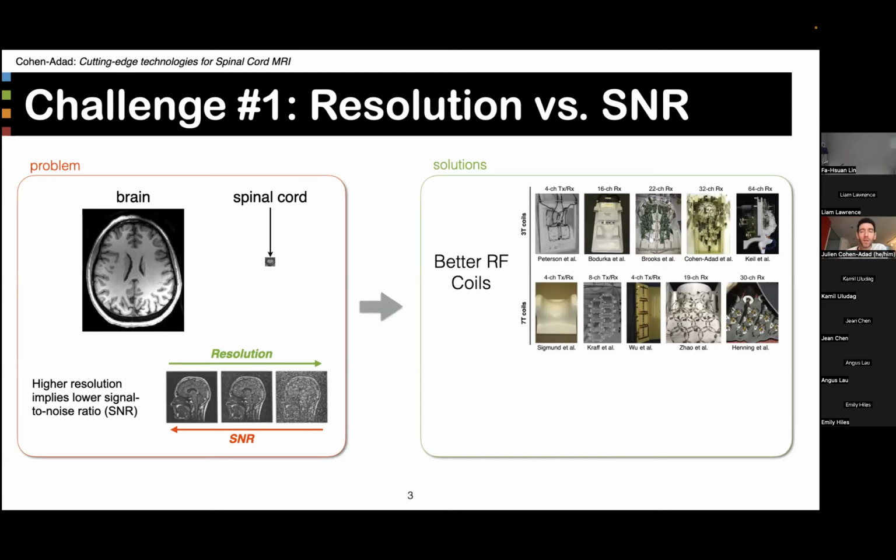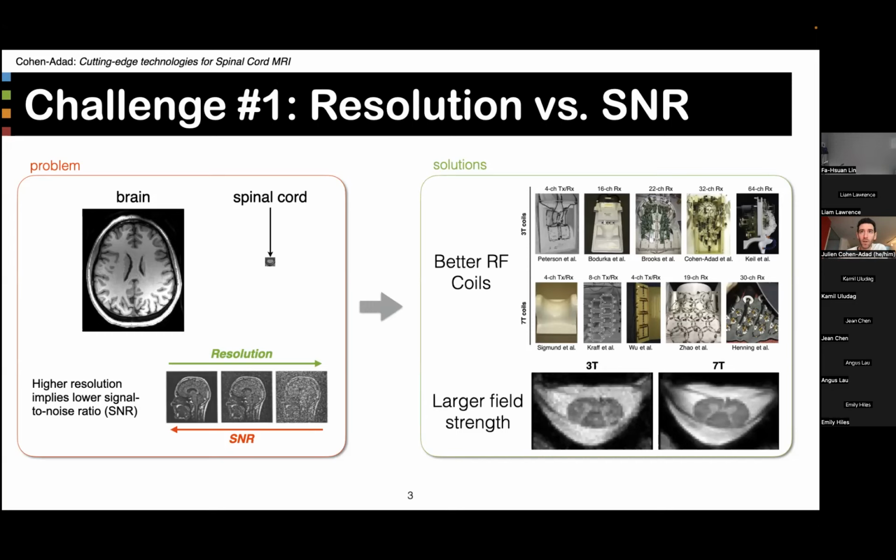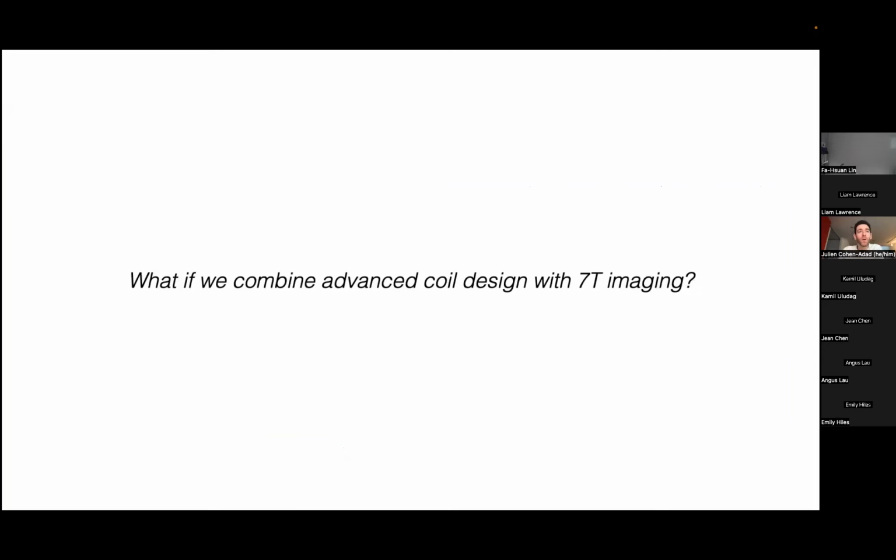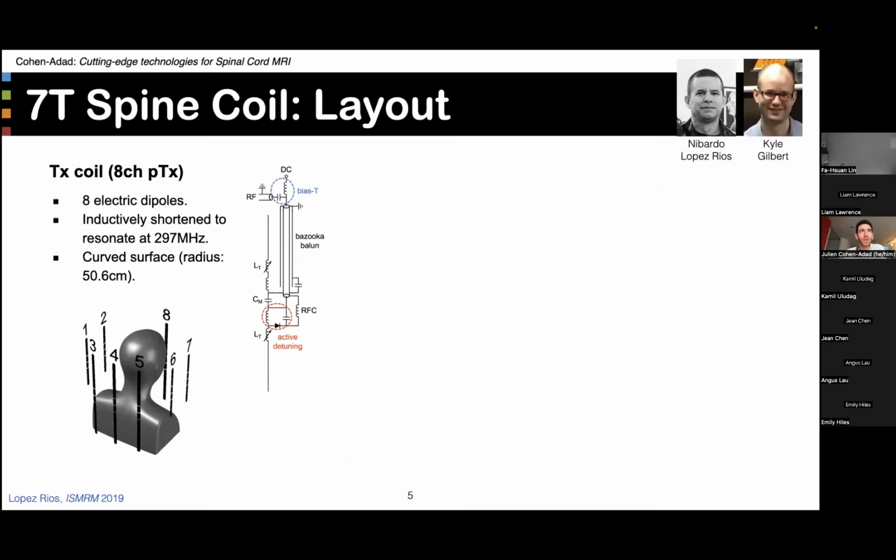The second approach, which could be combined with better coils, which is a little more expensive, is to get a more powerful magnet. So I'm going to show you a little bit about our recent research where we combine 7T MRI with better coil geometries. It's work done in collaboration with Kyle Gilbert at the Robarts.